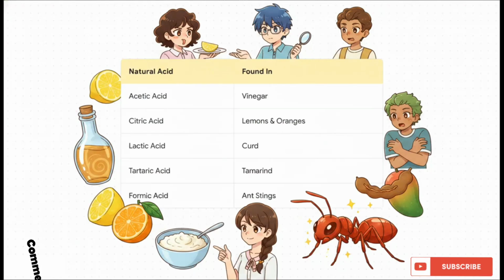In fact, a lot of the foods we eat every day get their signature sour flavors from naturally occurring acids. Like acetic acid, that's what gives vinegar its tang. Citric acid is what makes your lemons and oranges so zesty. Lactic acid is hiding right there in your curd. And tartaric acid gives that sharp, mouth-puckering punch to tamarind and unripe mangoes. And oh, formic acid? Yeah, that is the really painful stuff an ant injects into you when it stings.